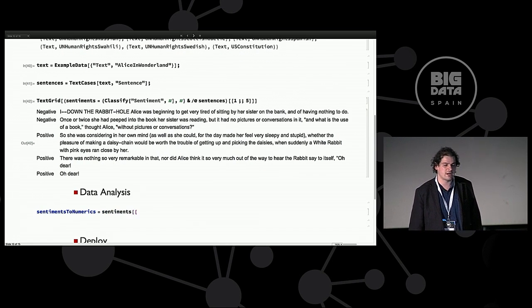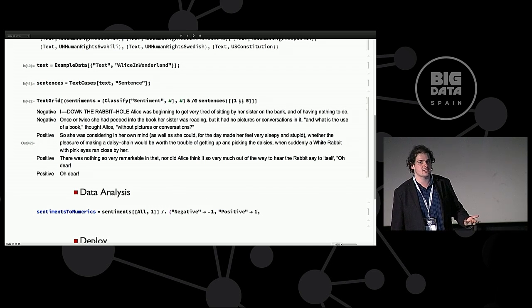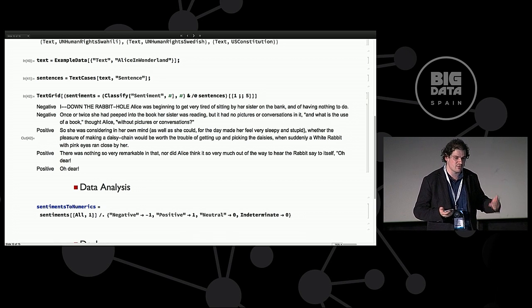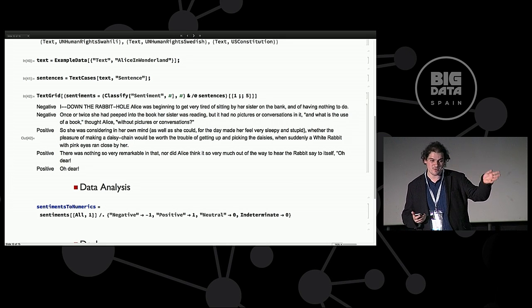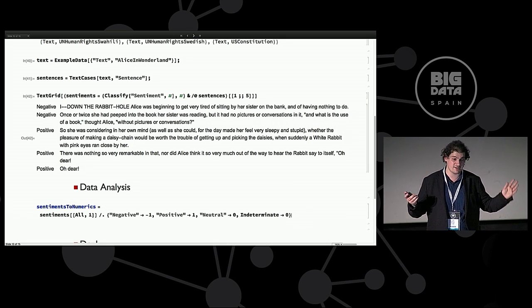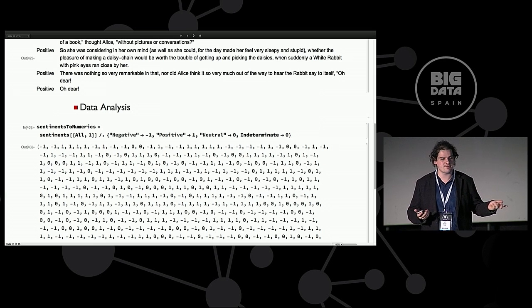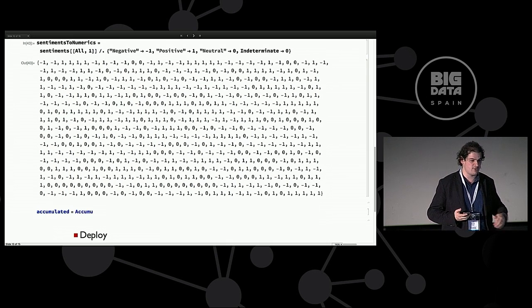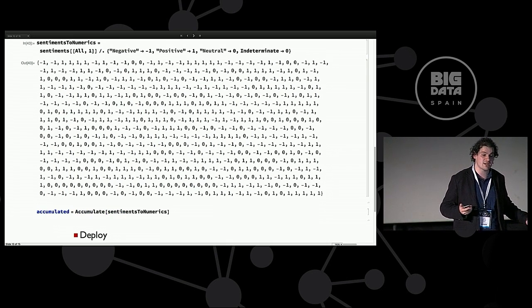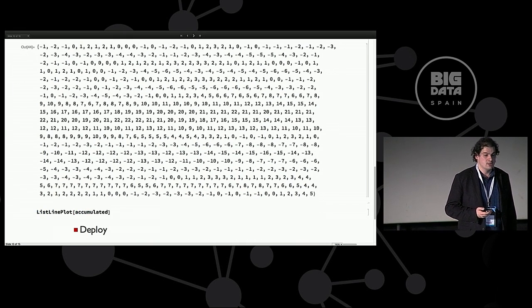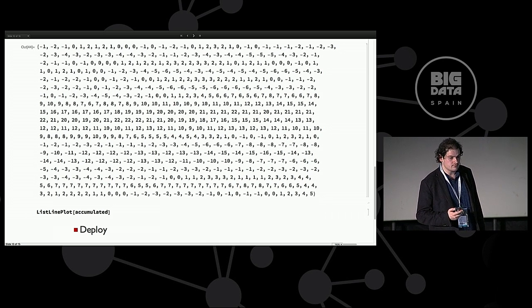Now we want to get all of those sentences and convert them into numerics, because we want to do some kind of numerical analysis, or something very simple at least, because, as I said, this is kind of off the top of my head. We're going to assign negative to minus 1, positive to 1, neutral to 0, and if we couldn't determine, 0 as well. This is I think only the first one or two chapters of Alice in Wonderland. Now we've got it in numbers, and we want to do an accumulated sum of those numbers, and then plot this.